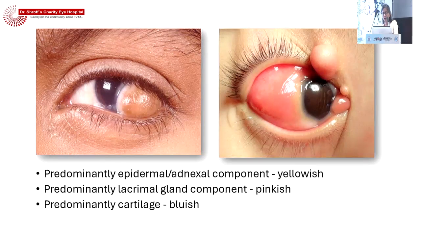This picture is just to highlight that the color of the choriostoma can sometimes give us a clue as to the content. If it is more of a dermoid, where there are more epidermal elements, skin and its appendages, mostly they tend to be more yellowish in color because of the fat and the other content. If it is more of a lacrimal gland component, which is mostly in the complex choriostomas, it's more reddish and pinkish in color. And if there is cartilage or other tissue, it tends to be more bluish looking in color. So it might be just a small clue which might tell us what kind of tissues we might be dealing with, and we can actually try to corroborate with the histopathology.